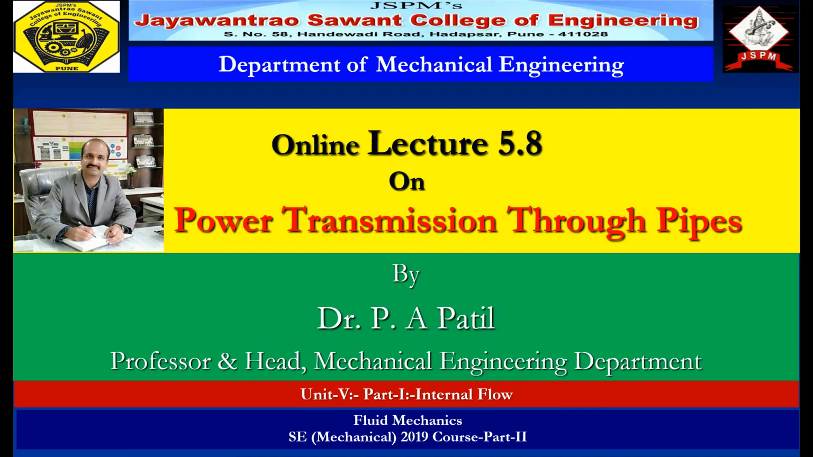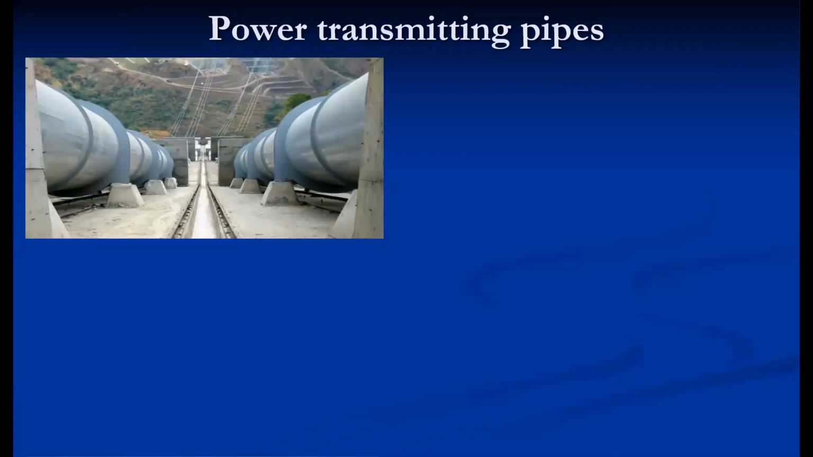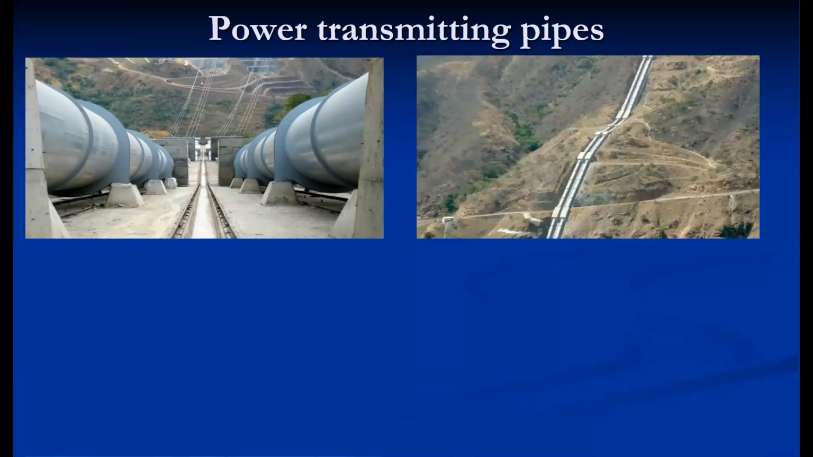Generally, in practice, power transmission means the pipes which are used to transfer the hydraulic power, which is being used later on to convert hydraulic energy into mechanical energy or electrical energy. Such kind of pipelines are generally called a penstock, which are used in hydroelectric power stations. These are some glimpses where the penstocks are laid down through the hilly area, where they carry the water from a high level reservoir to the power station.